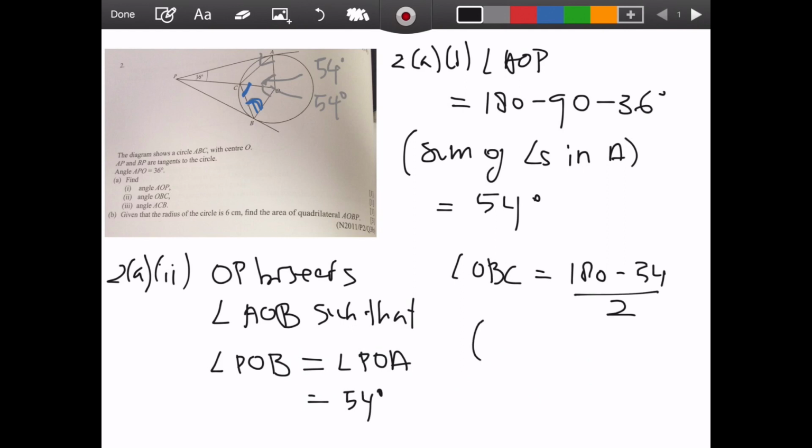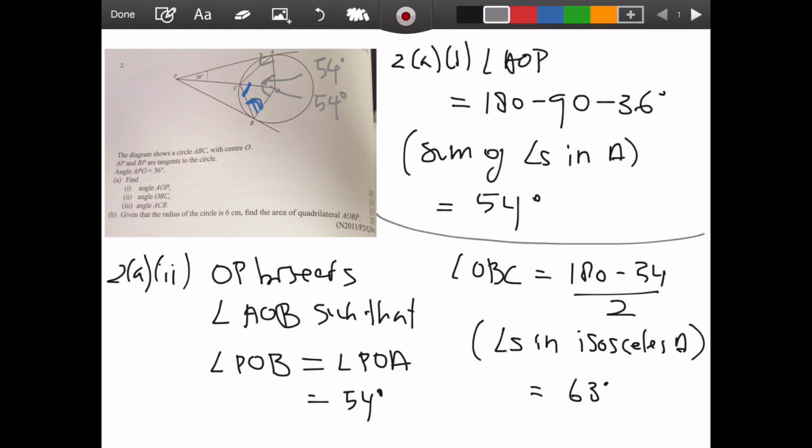This is the angle in an isosceles triangle. So this is equal to 180 minus 54, divided by 2. This is 63 degrees. Okay, and let's put it over here. So this is the answer to 2A part 2.